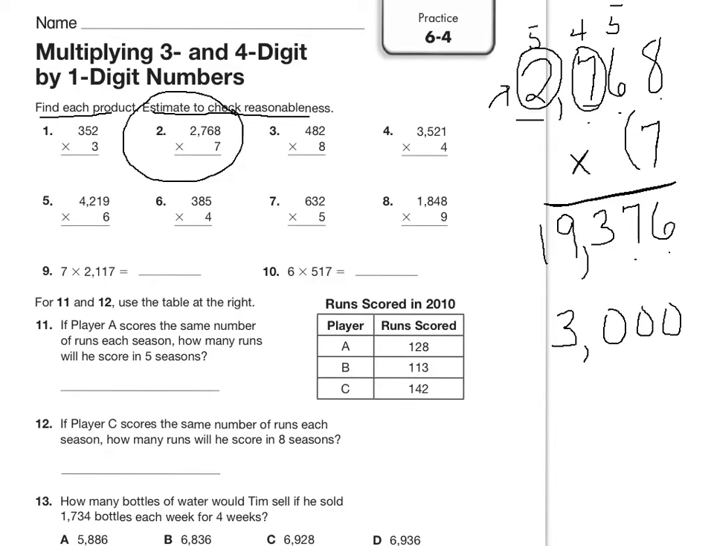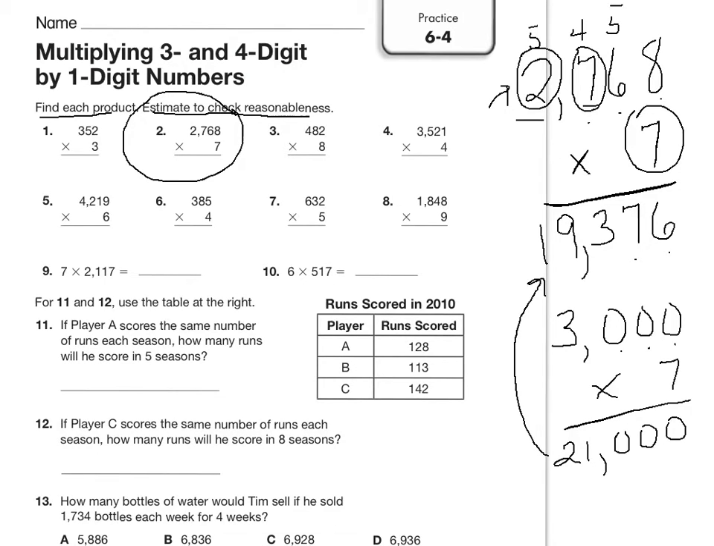And then I'm going to keep my multiplier here and just multiply times 7. And we know 3 times 7 is 21, with 1, 2, 3 zeros. So we have 21,000, and we have 19,000. It's definitely in the right range we're looking for. So we have checked it, our product is reasonable. And there you have it.